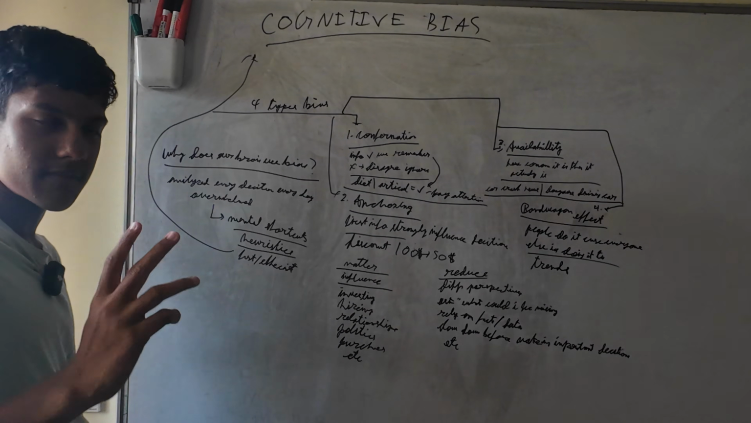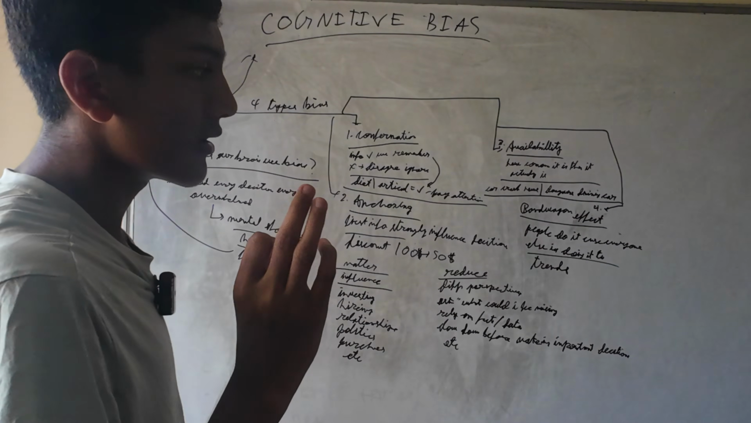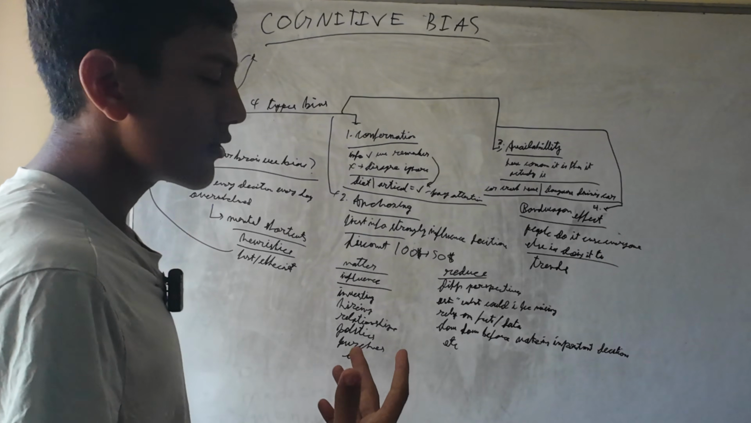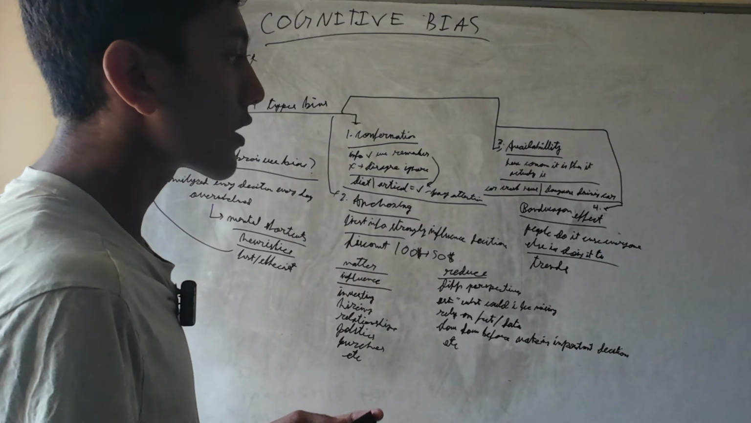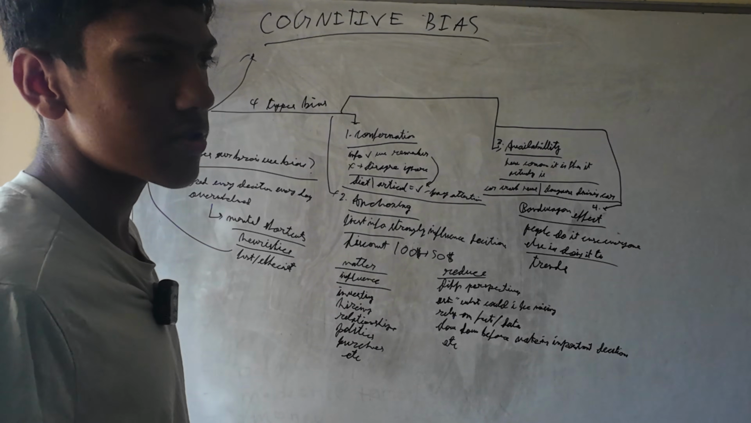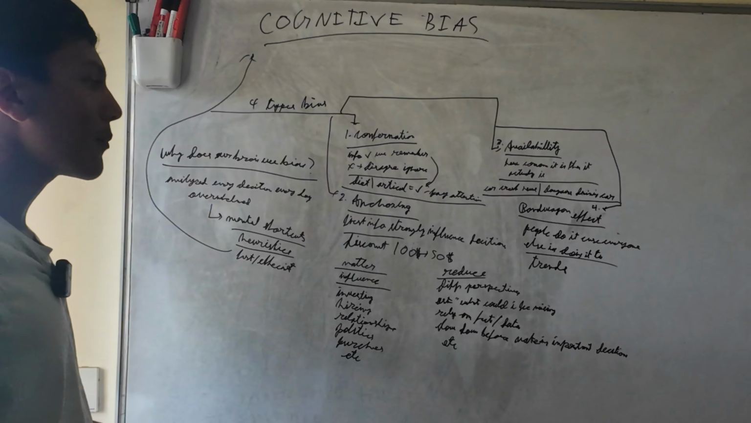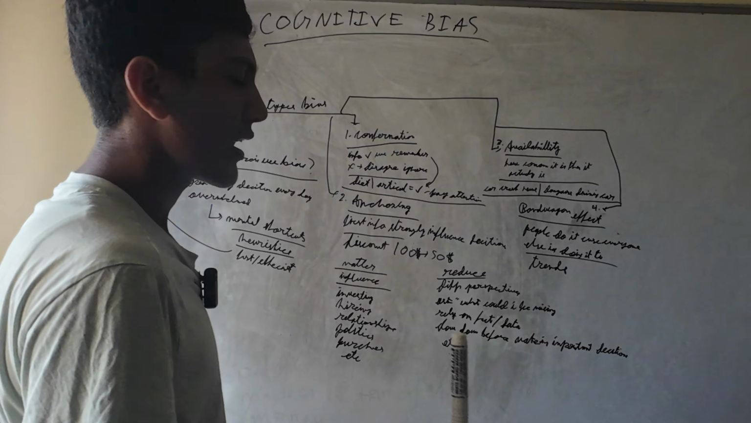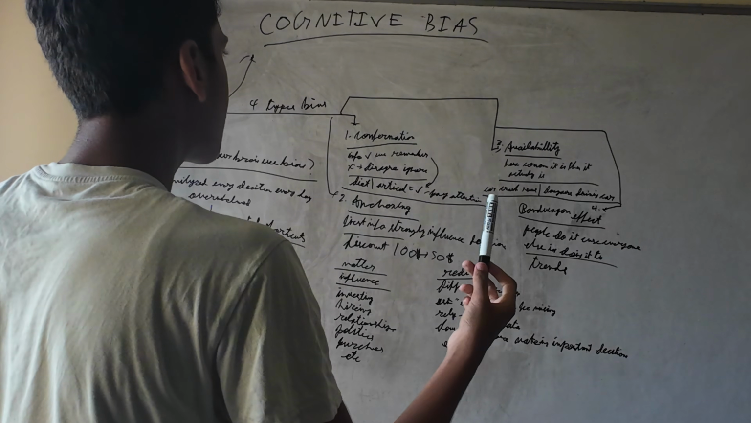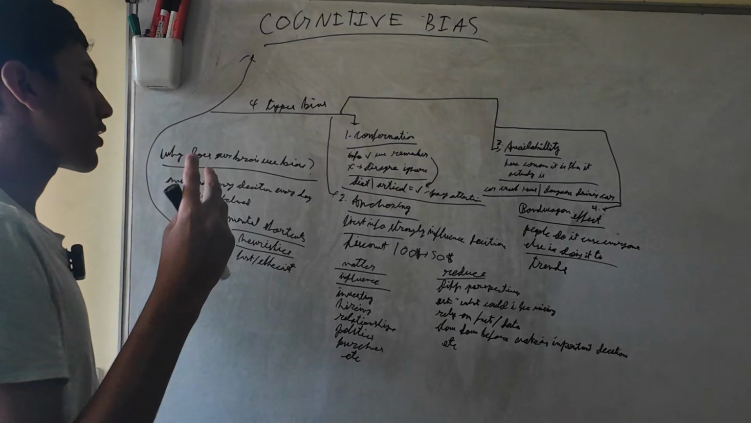And the final type of bias is the bandwagon effect. What that basically means is people do it because everyone else is doing it too. For example, TikTok trends or YouTube trends or just any type of trend is an example of the bandwagon effect. And those are more or less the 4 types of cognitive bias.